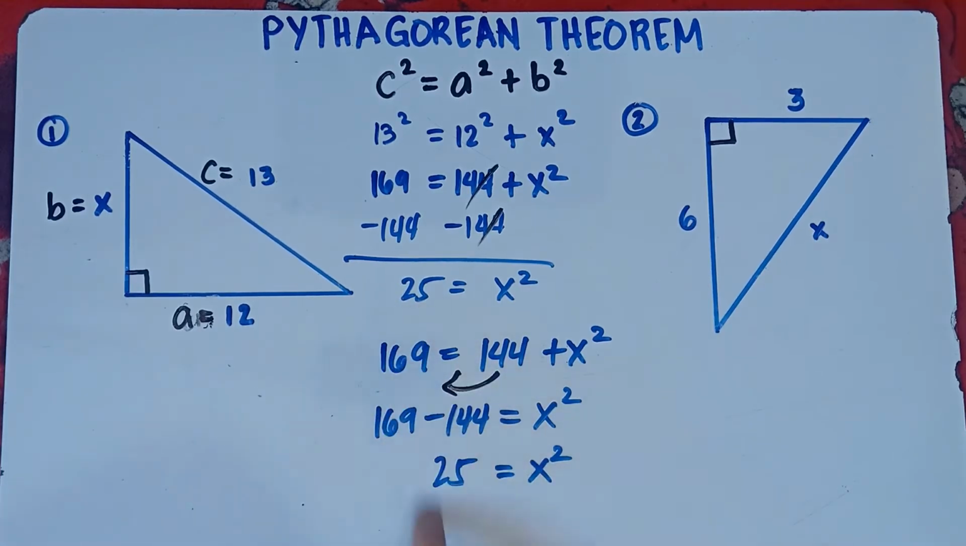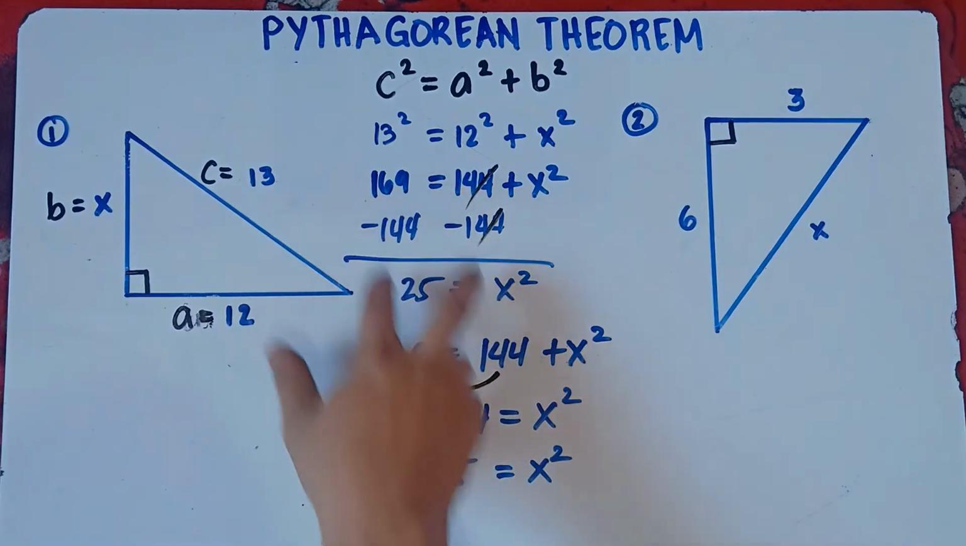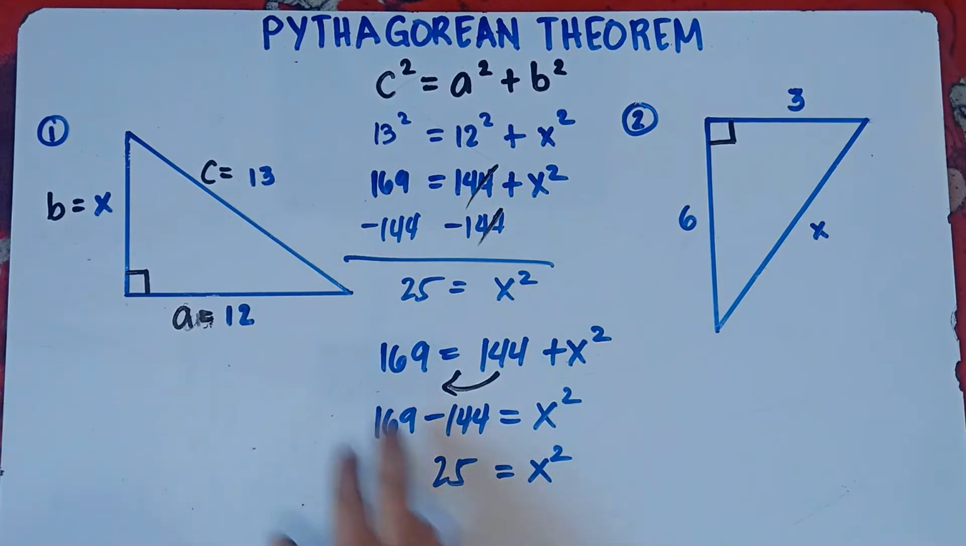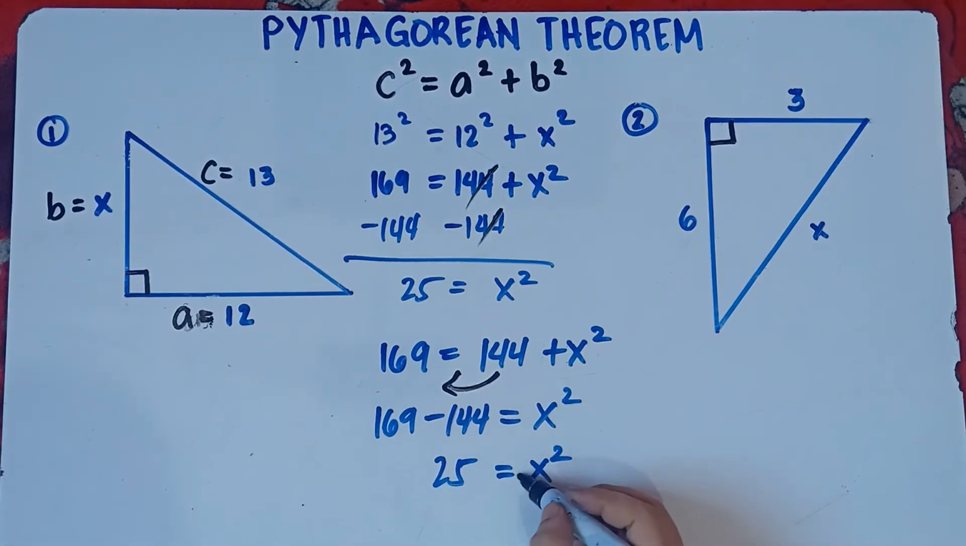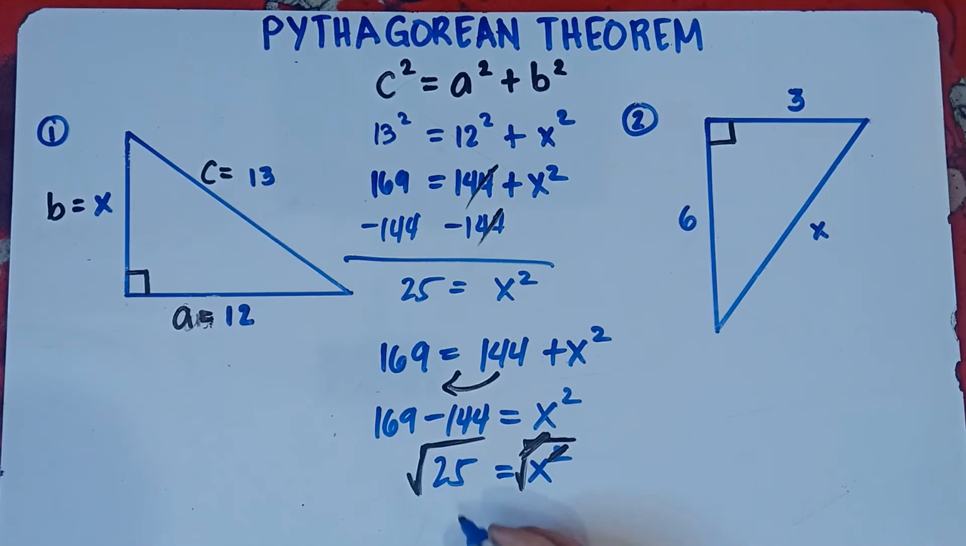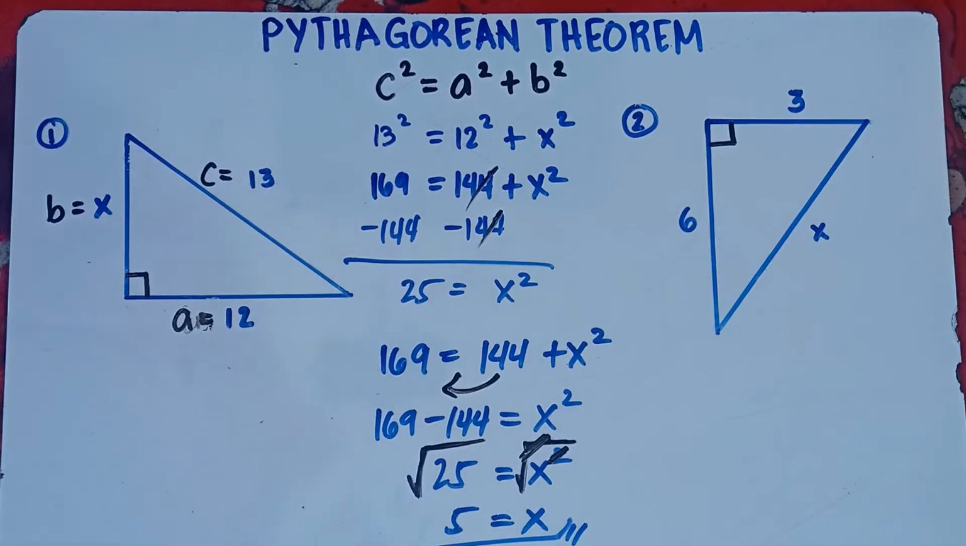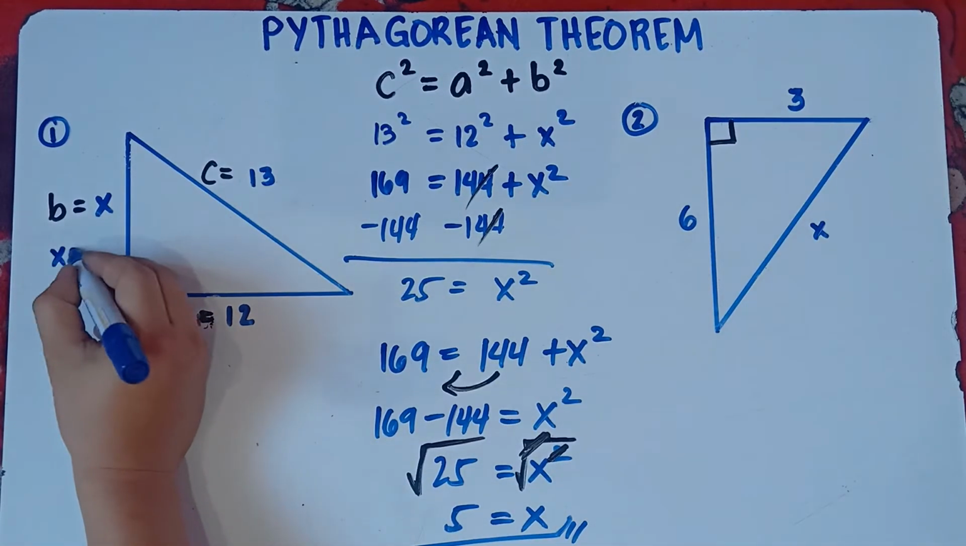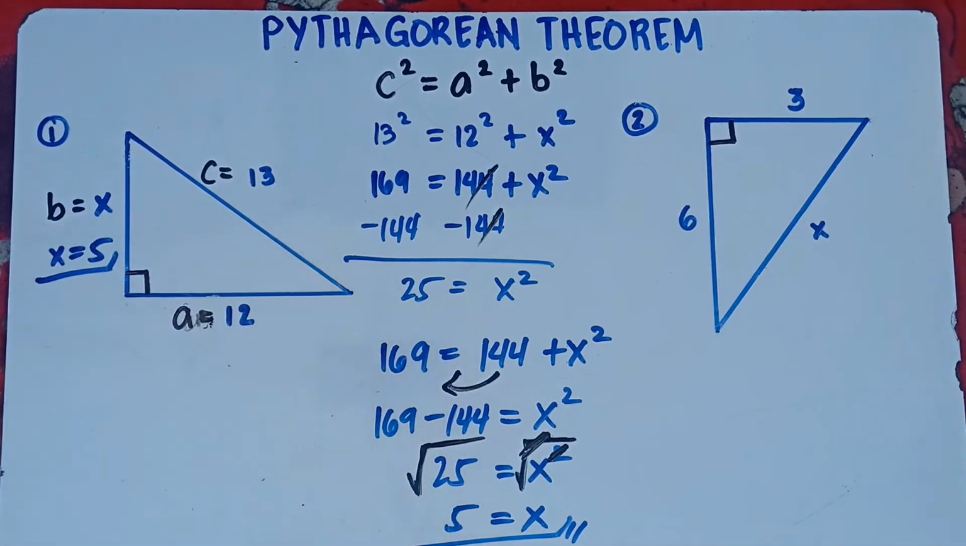So you will have the same answer, class. It depends on you, which do you prefer. You can have this one, subtraction property of equality, or you can just simply transpose 144 from right to left. So you extract the square root of both sides so that you can find the value of x, and you can cancel this exponent and this radical symbol. So square root of 25, that is 5, is equal to x. That's it, class. That's the answer for this number 1. Our x is equal to 5. Therefore, this side is equal to 5.